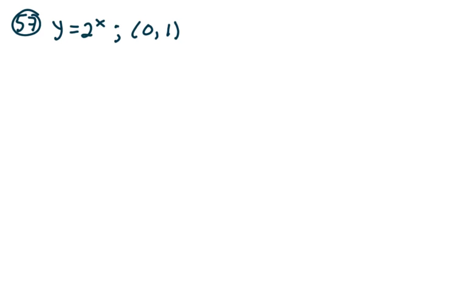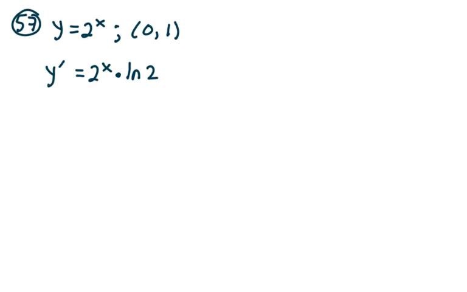But to get the equation of the tangent line, we need to first find the slope of the tangent line at the point 0, 1. In order to do that, we need to find the derivative first. And so y prime is equal to 2 to the x times the natural log of 2.